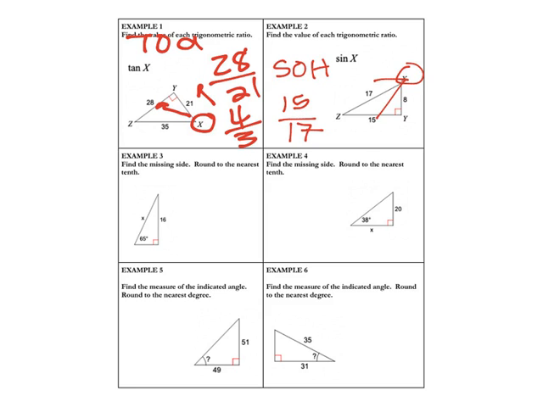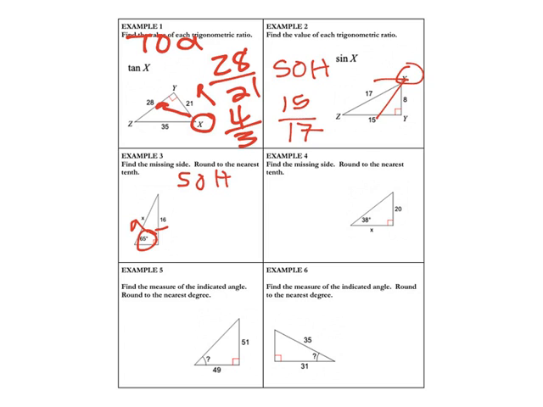All right, let's look at example 3. We're trying to find a missing side now, so we're going to round to the nearest tenth. We do have an angle, 65. We also have the side that is opposite the angle, and we have the hypotenuse. So that's going to be opposite, hypotenuse.